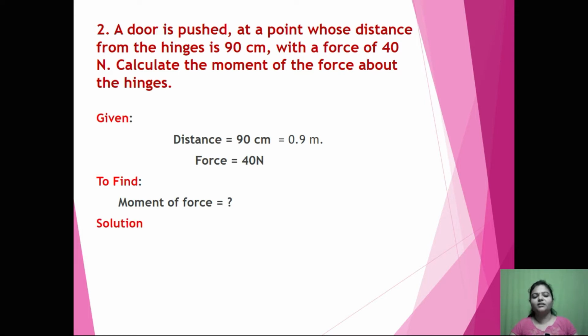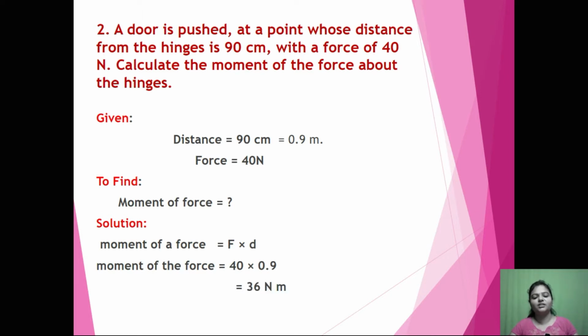So we will start the solution by writing the moment of force formula, which is given by force into distance. Now we will substitute the force and distance value from the given data. So moment of force is equal to 40 into 0.9, which is equal to 36 Newton meter. So the answer is the moment of force about the hinges is given by 36 Newton meter.